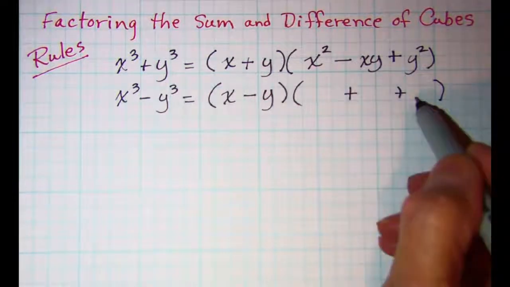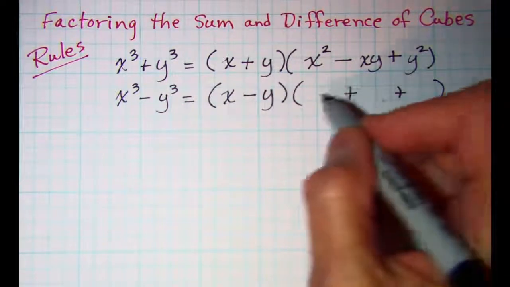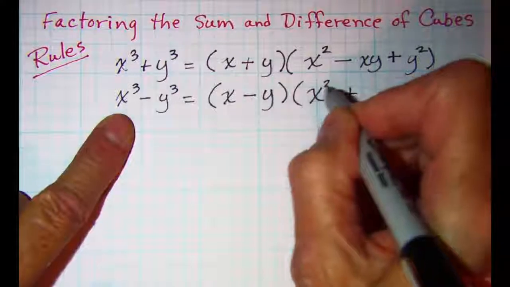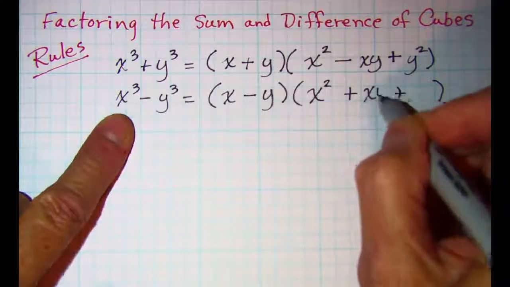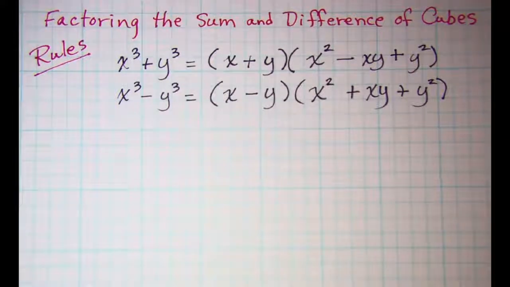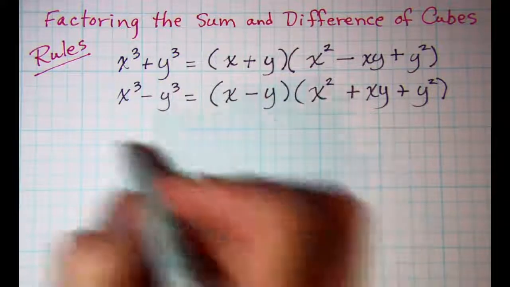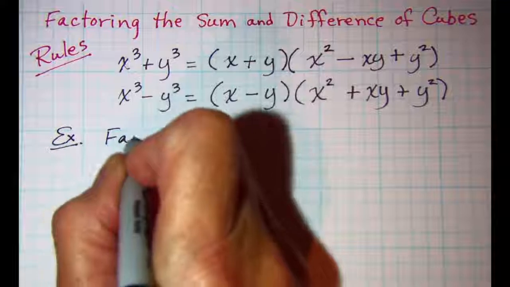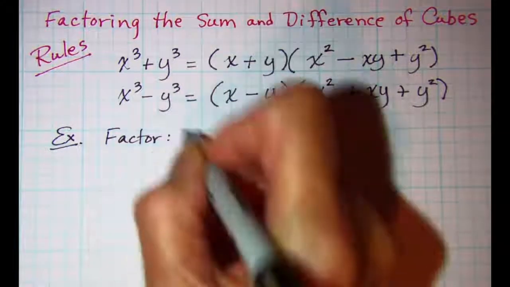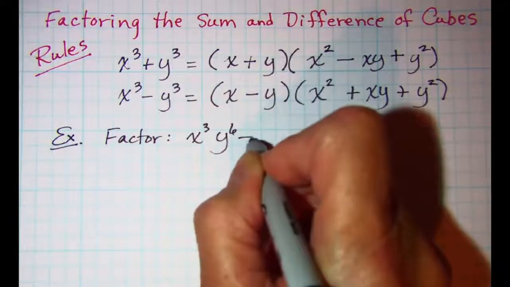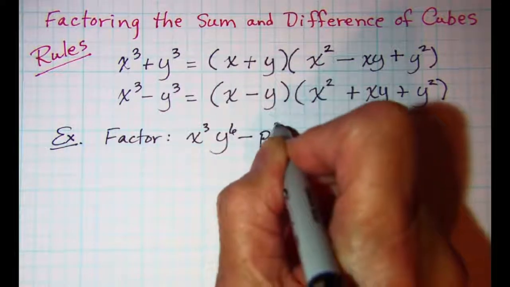And the terms are the same for the trinomial in the back of my difference of cubes as well. So x squared, xy, and y squared. So these are the rules for factoring the sum and difference of cubes. Now let's apply that to an example. We're asked to factor x cubed y to the sixth minus p cubed.